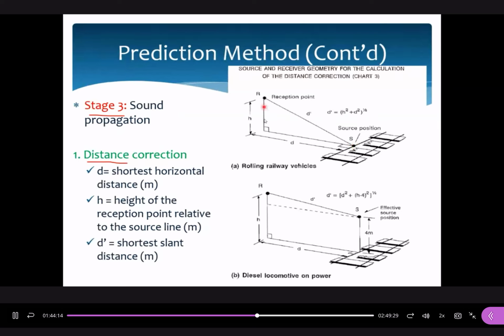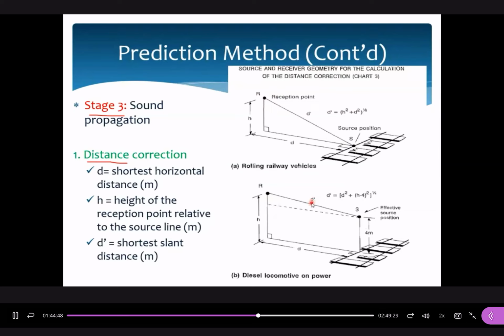Let's say the receiver is here. We draw a right angle triangle, and then we can calculate the direct distance between R and S, correct? And for the diesel locomotive type, we assume that the effective source position is 4 meters above ground. So when you identify the source positions, you can still draw a simple triangle like this to find out the D pi here.